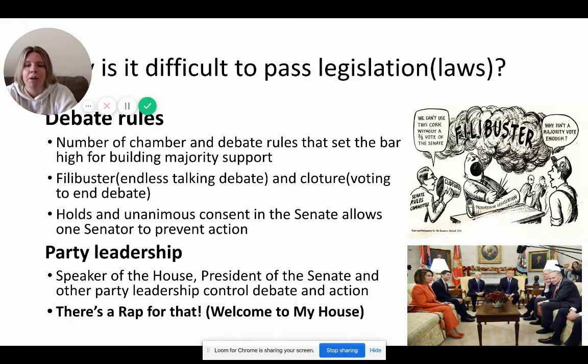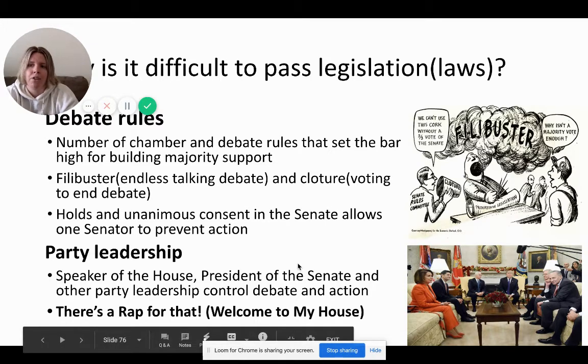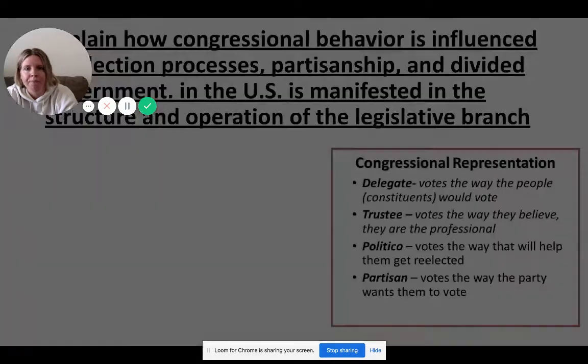All right, there's a little acapella for you. But yeah, I got a rap for that basically shows the power of the leadership and how strong they are.